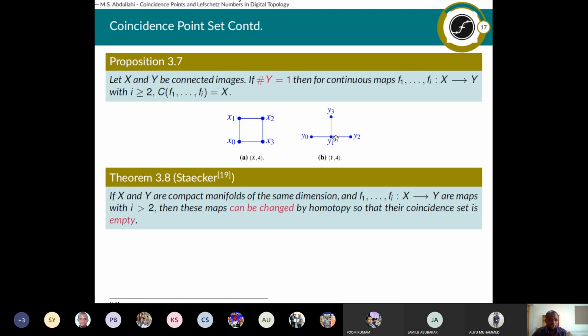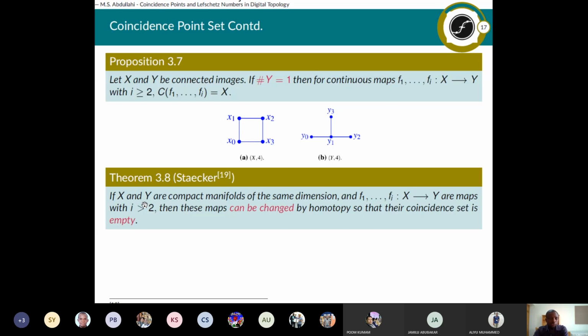And if Y only has one element, then we only have one continuous function on it, which is the constant function that goes to that point. In that case, if we take the coincidence of the same mapping, we will end up having the whole set X.